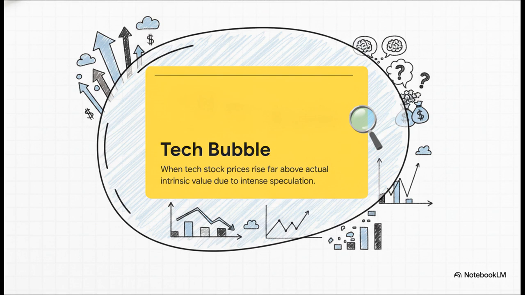So what is a tech bubble? It happens when the market prices of tech stocks rise far, far above their actual intrinsic value. We aren't just talking about a stock having a really good week here. This is when intense speculation and wildly inflated expectations completely overtake logic. People just start buying high-risk assets, hoping the price will just keep skyrocketing, and they completely ignore long-term stability.